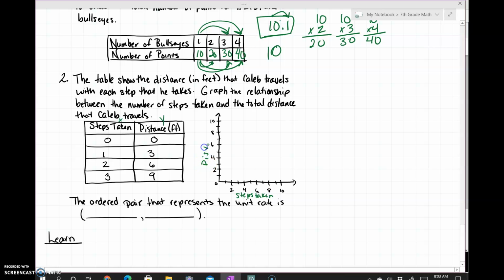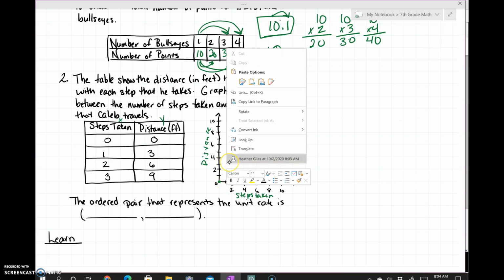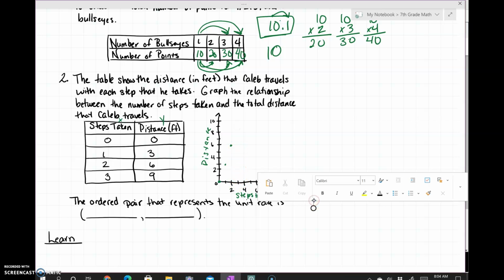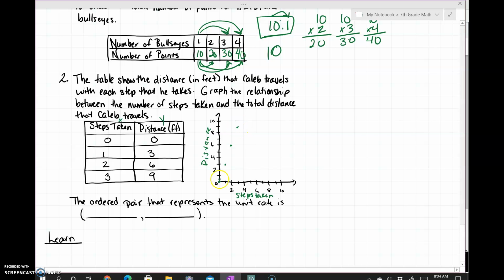So this isn't labeled. So steps taken and distance. So 0, 0 is right here. 1 step taken is right here, and 3 feet is right here. And my computer's being special. Right there. 2 steps taken and 6 feet is all the way up here. And 3 steps taken and 9 feet is right here. All right, so now I can draw a line to connect those. So there's my graph.